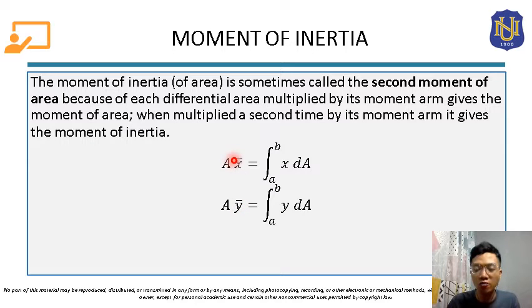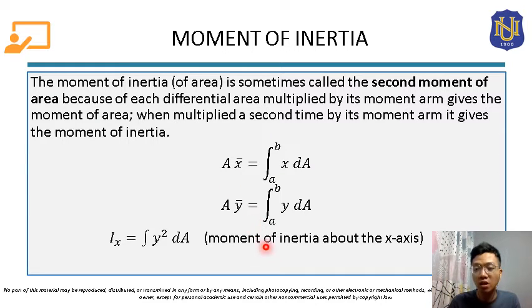If you recall, I mentioned in our discussion that this A x bar or A y bar is called the moment of area, because we are taking the moment of this area, wherein the moment arm will be x bar, and in this case, y bar. So if we multiply an area by a moment arm twice, that will be the moment of inertia.